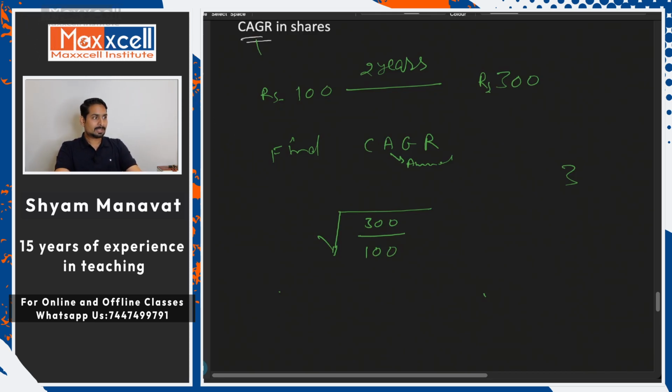Okay, so CAGR, compound annual growth rate. In 2 years, if a 100 rupees share becomes 300, what is the CAGR? Square root, because it's 2 years. Had this been 3 years, we would have said cube root. Final divided by initial and then the root. This is nothing but the square root of 3. The square root of 3 is how much?